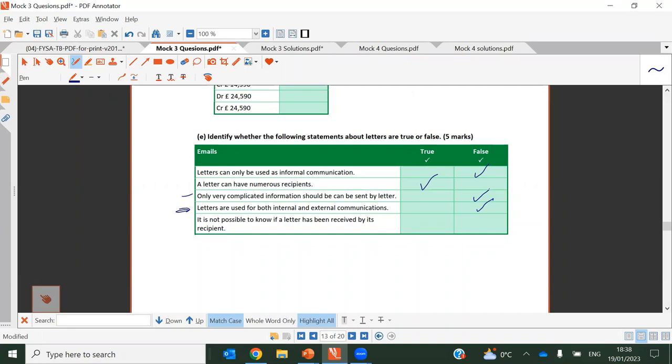The final one here, it is not possible to know if a letter has been received. Well, again, not true. Even though we joke and call post snail mail, it has developed a lot. If you have the Royal Mail app, for example, and you've sent something by signed for delivery, you will be updated in real time. You can actually see the signature of the person that signed for it. So again, not true there.